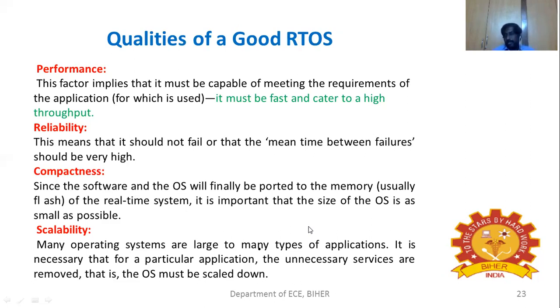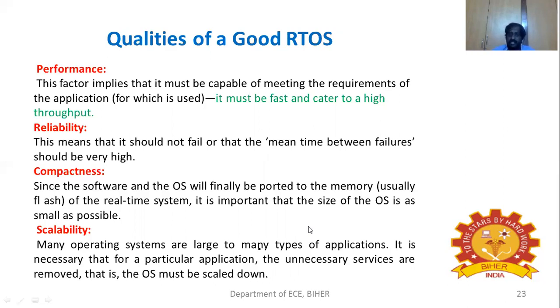First one, performance. It must be faster and it gives a high throughput. So it should be faster, and at the same time it should complete the task effectively. Then only it is considered good. And then reliability. The system should provide the results with respect to various time periods. So this should be reliable.